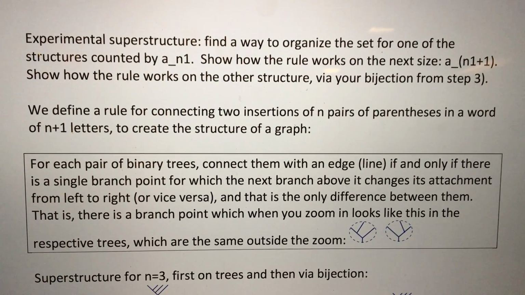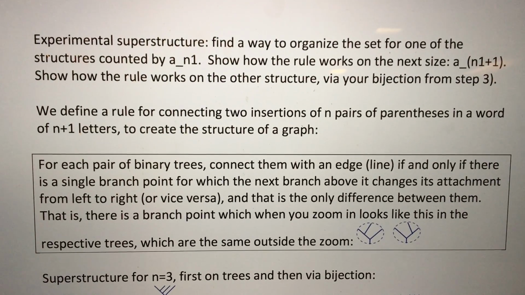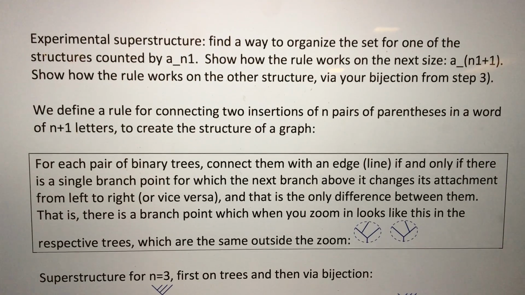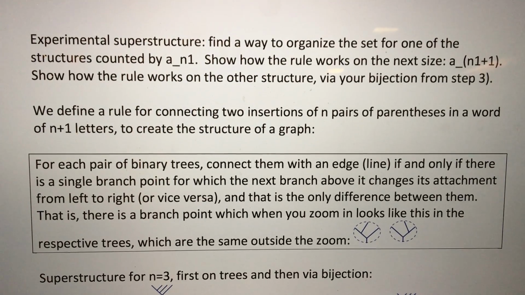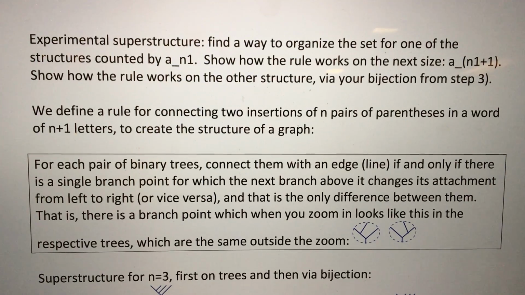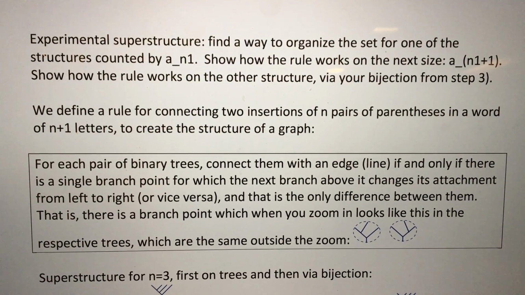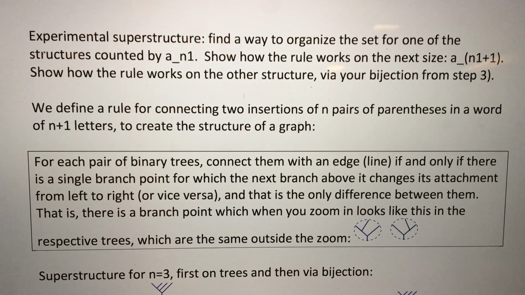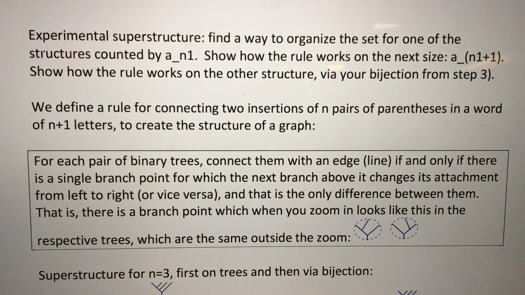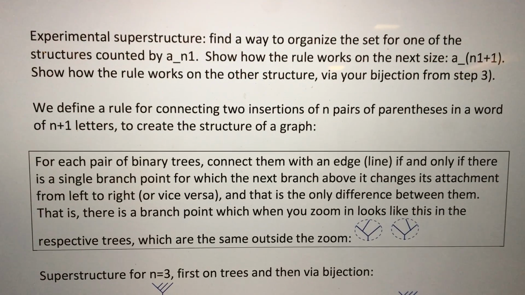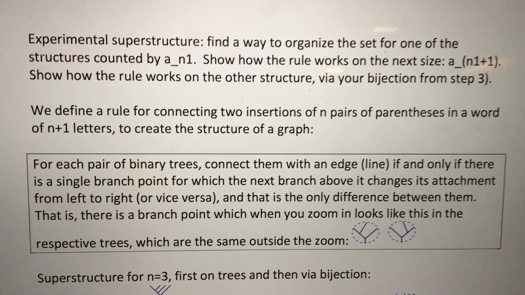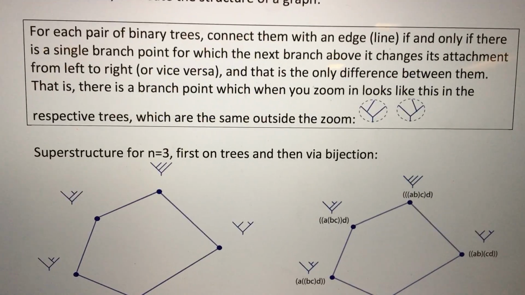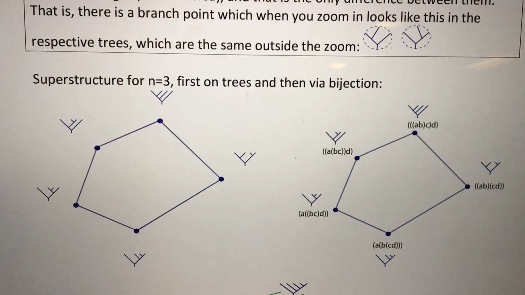First, for each pair of binary trees, connect them with an edge, just a line, if and only if there is a single branch point for which the next branch above it changes its attachment from left to right. So you can take 2 pictures of a tree, and they're different only by zooming in on one branch point, and the branch that's on the left of it switches to the branch that's on the right of it, like in that little picture. Inside of a zoom looks like that. So let's look at the 5 trees.